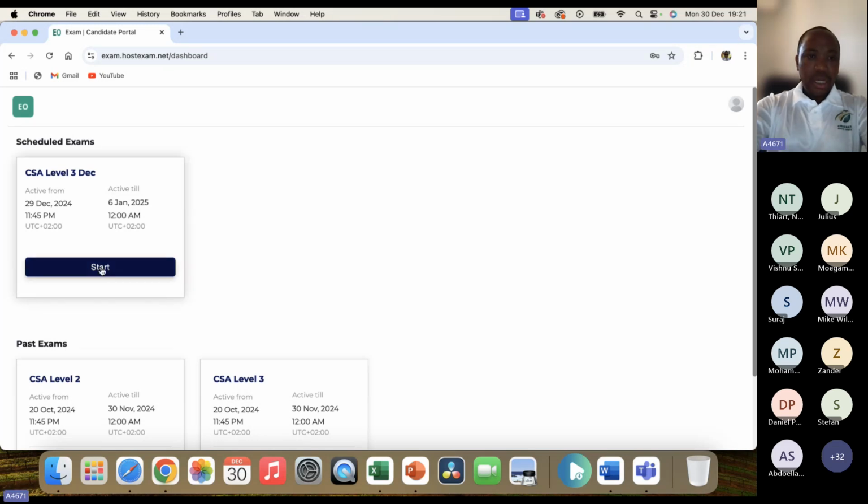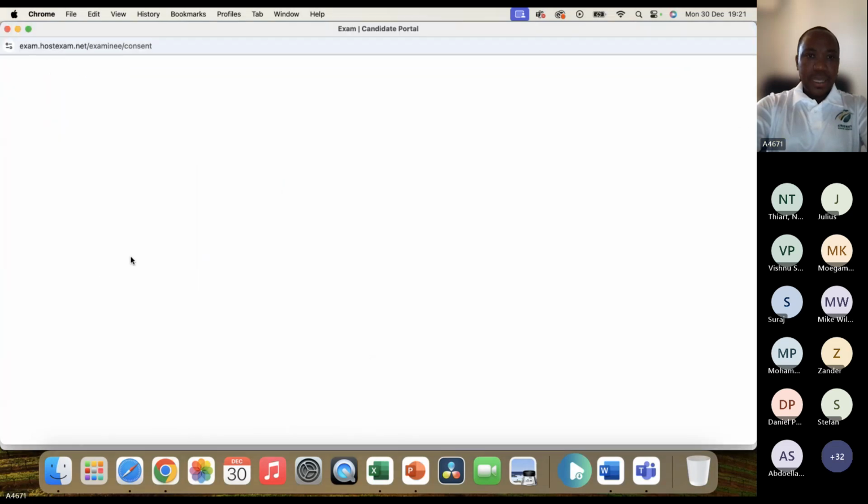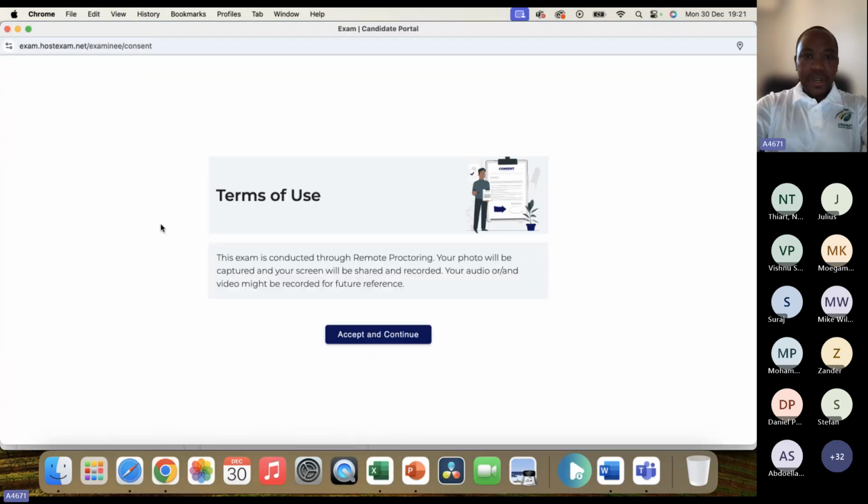So then we click on Start. And firstly, you have to accept the terms and conditions of the use of the website. And the terms are as follows. This exam is conducted through remote proctoring. Your photo will be captured and your screen will be shared and recorded. Your audio and video might be recorded for future reference. So you need to accept to be able to continue.